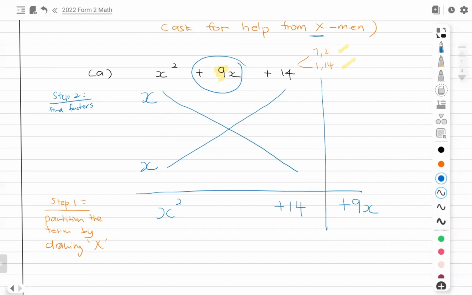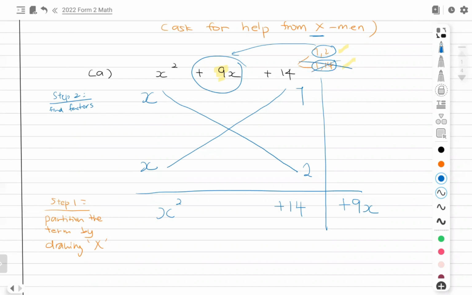So you got to choose smartly. 7 and 2. Let me repeat again. Because 14 can be divided by these 2 pairs of factors, now we have more than 1 option, so we need to choose. When we choose, we must choose the pair that enables us, when we do the operation, to get back to the number 9. 7 plus 2 is 9. 1 plus 14 will never become 9, and if you minus it also will never become 9. So don't choose this. Got the idea?